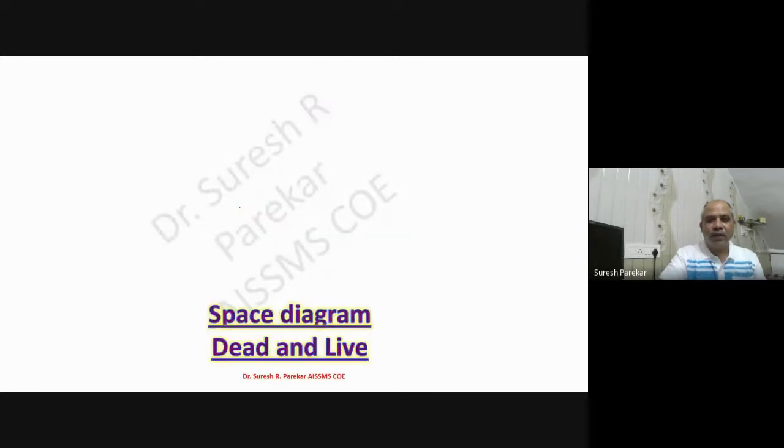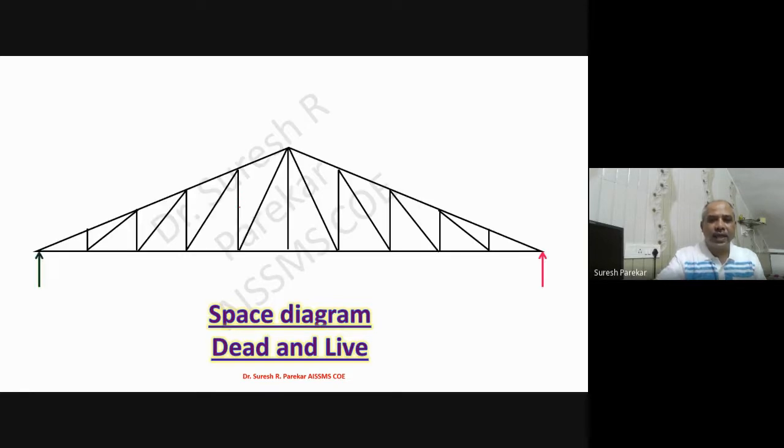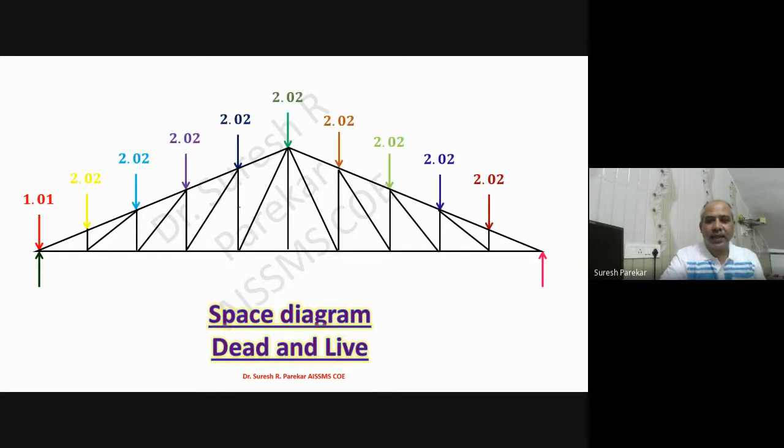So now we have first the space diagram for dead and live. We have the same actually, and then we can have this. So we have these loads. So 1.01 will be the end panel point load, and 2.02 will be the intermediate panel point load. And then space diagram, that means whatever spaces are there between the forces, we are going to name them, and this is as per Bose notation.